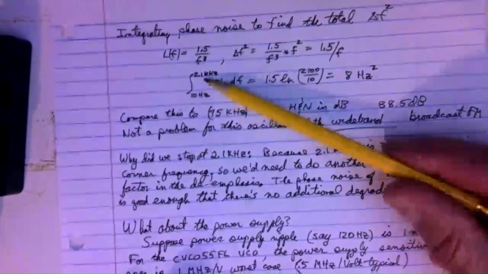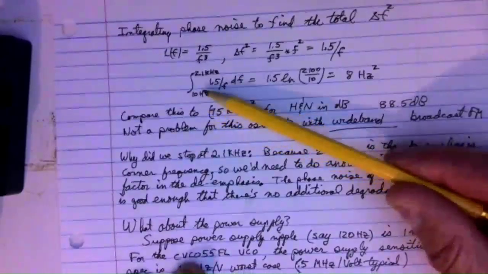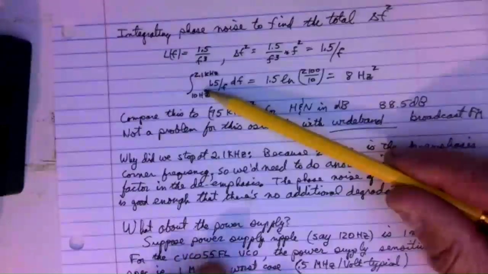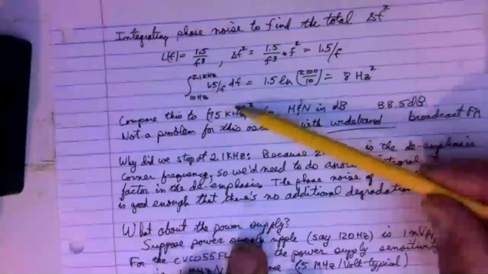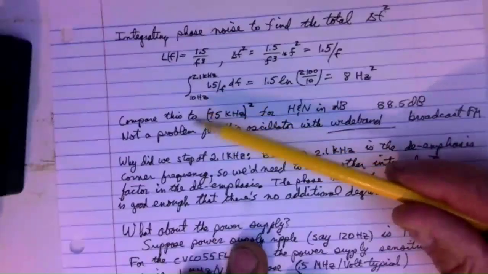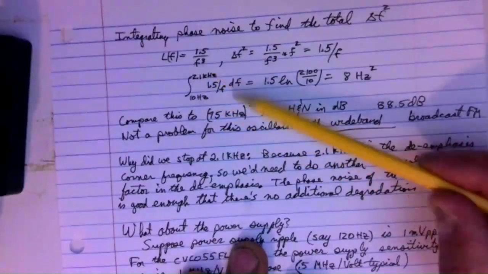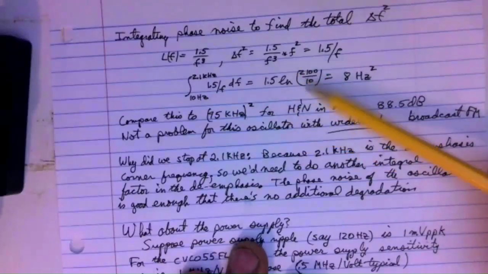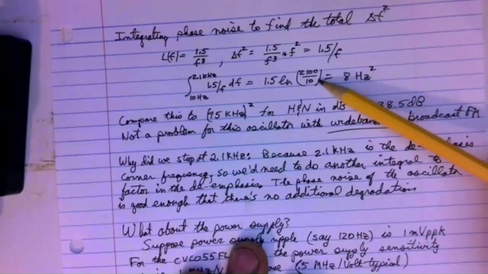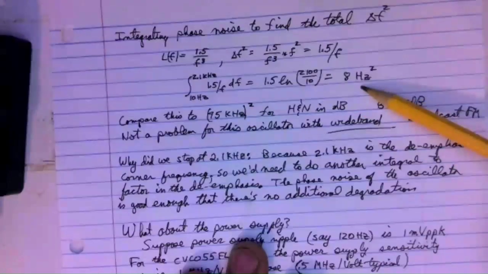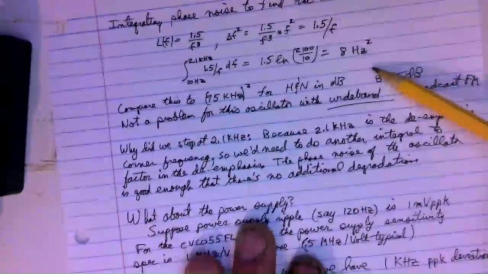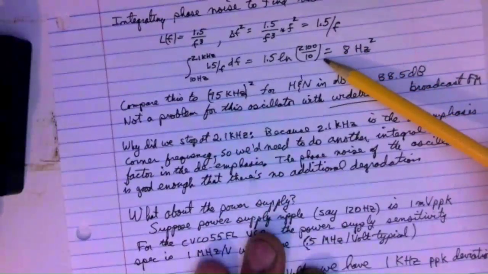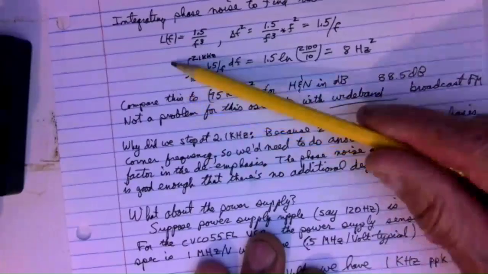So it's judgment what you use for the lower corner, and for the upper corner, 2.1 kilohertz, I used for a reason we'll explain in a minute. So we're going to integrate 1.5 over f between 10 and 2.1 kilohertz. That ends up being 1.5 times the natural log of 2100 over 10, which is equal to 8 hertz squared. That's our deviation squared from that whole region.